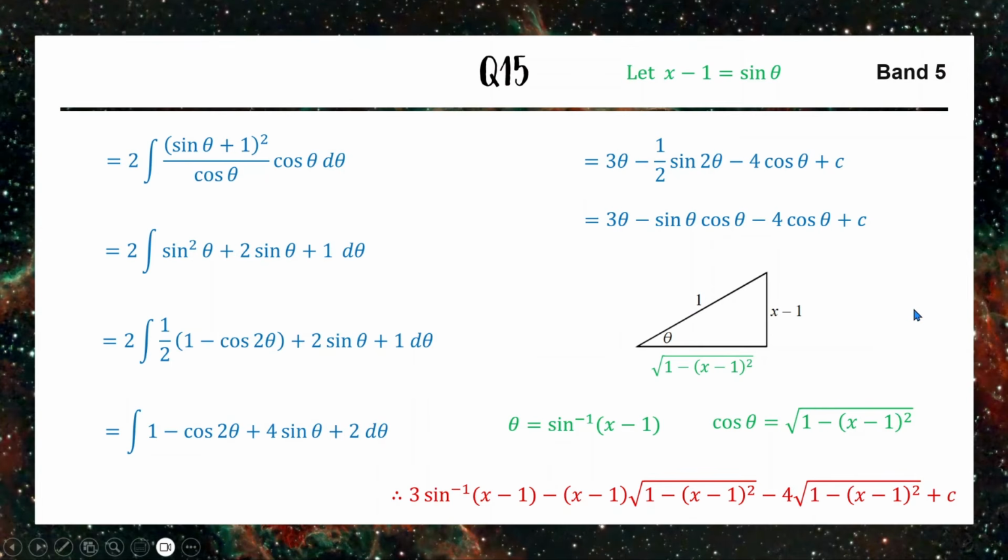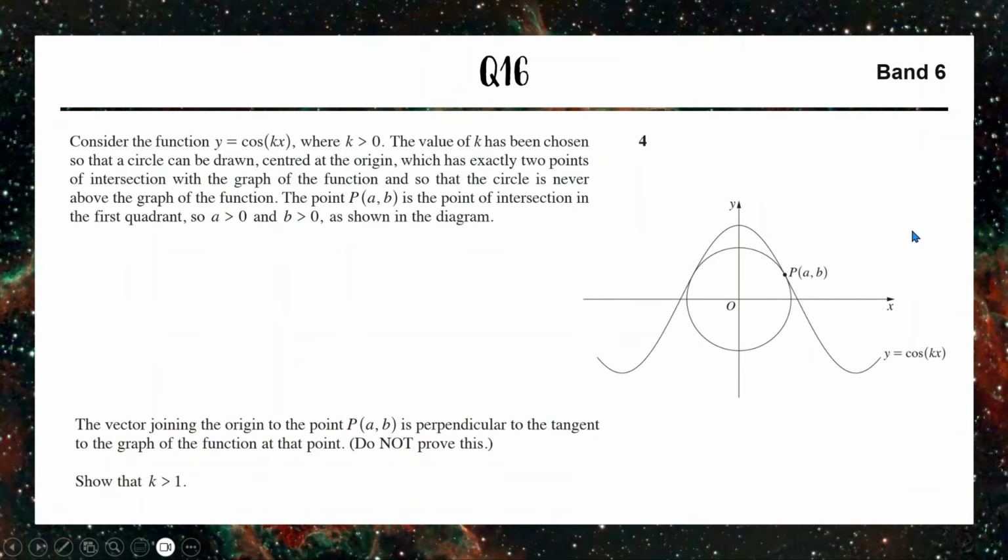I can handle it. Okay, let's finish off with the band 6er from the last question set. Worth 4 marks. We have a cos kx curve drawn right here. We have the value of k chosen so that a circle can be drawn with the center at the origin, and as we can see, the cos curve is touching the circle in exactly 2 places. And we have the circle is never above the graph. We have a point AB, which is right here, and A and B are both positive in the first quadrant, as we can see, and there's our setup.